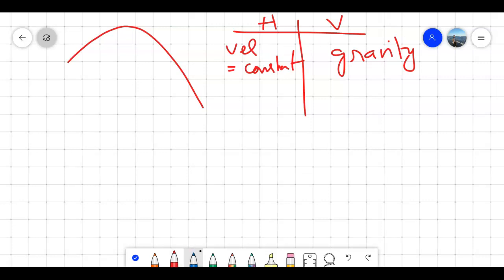So there are three things that decide the trajectory of the projectile. One is the speed with which you're throwing, the angle at which you're throwing, and the height from which you're throwing.